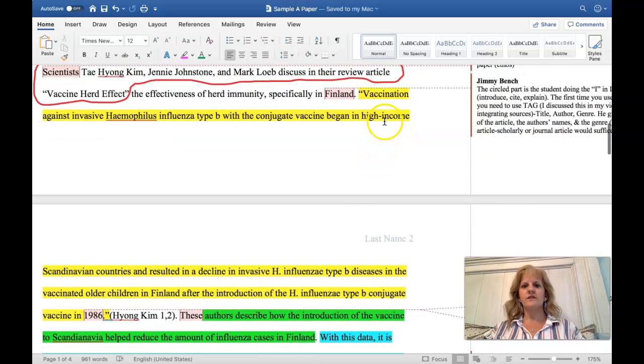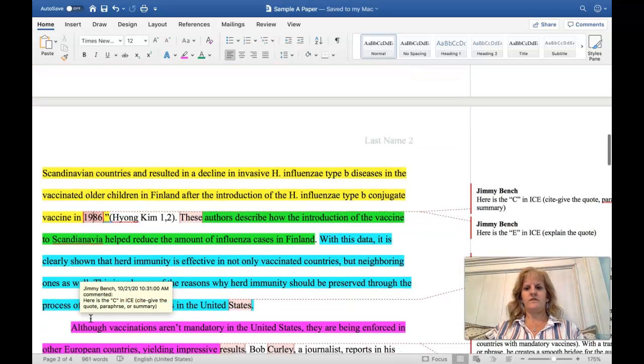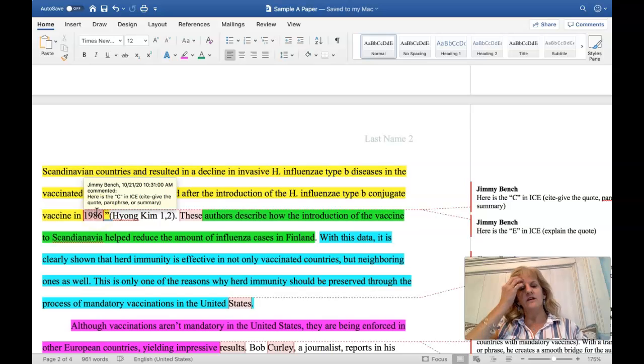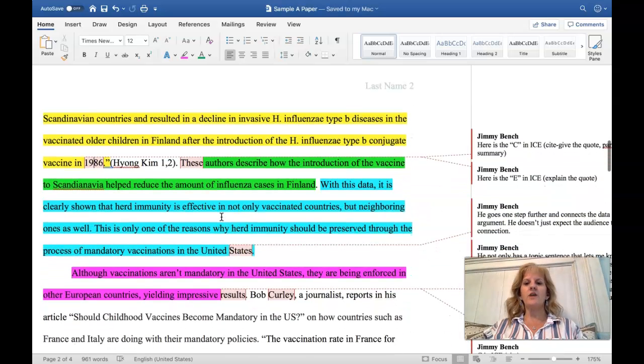Okay, and so here, he's giving the C in ICE, just the citation. He's giving an actual quote here. A paraphrase or a summary would also be considered the C in ICE. And then he does a good job of following up. He does that E in ICE. He explains what the quote means. Remember, E in ICE is explain the meaning or the significance of the source that you give, the evidence.